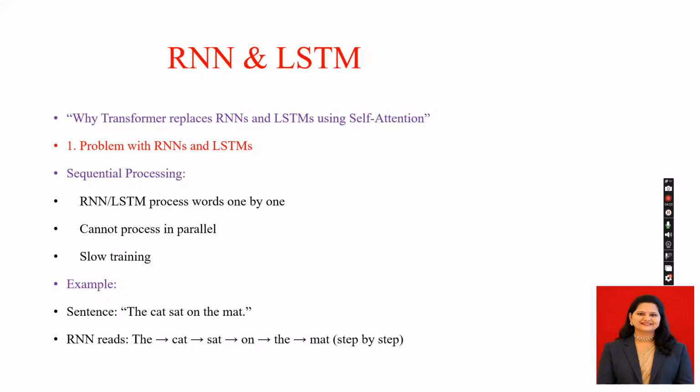Now next, although LSTMs improve performance, they still process words sequentially. For example, consider the sentence: The cat sat on the mat. The LSTM processes the sentence one word at a time. This sequential processing prevents parallel computation. As a result, training becomes slower and GPU utilization becomes inefficient. Processing very large datasets requires significant computation time. This limitation motivated researchers to develop a better architecture known as the transformer.